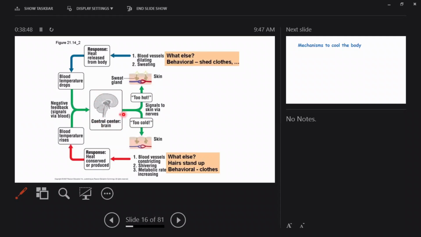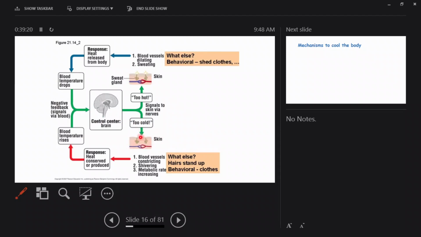Okay, here the brain is the control center. When it is too hot, the signal goes to the sweat glands and the skin, so the blood vessels dilate and we sweat. The response is heat release from the body. By sweating, we release heat from the body. Then blood temperature drops, a negative feedback signal goes via the blood, and homeostasis is restored.